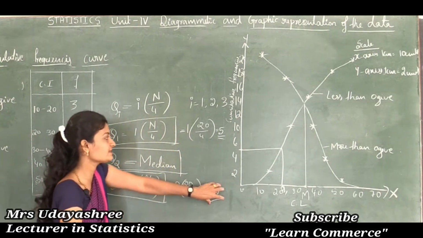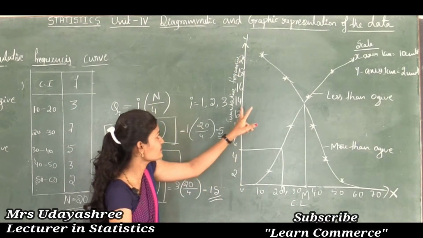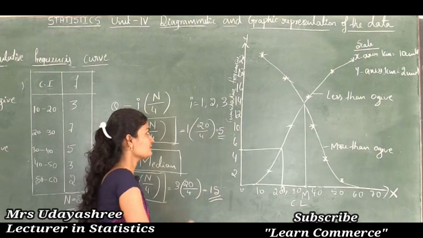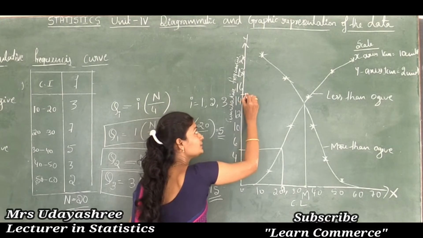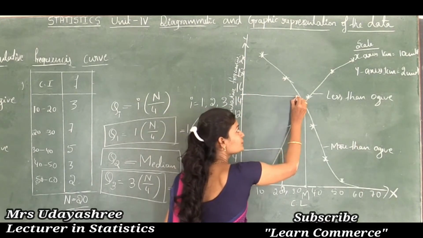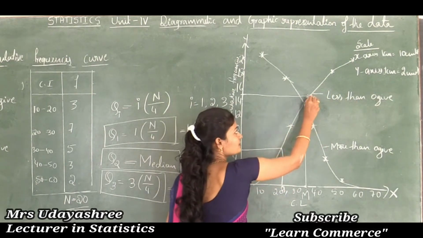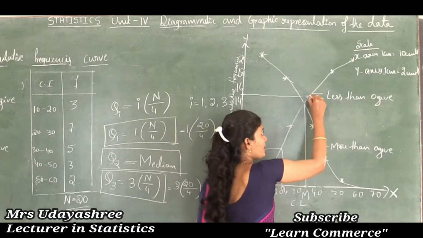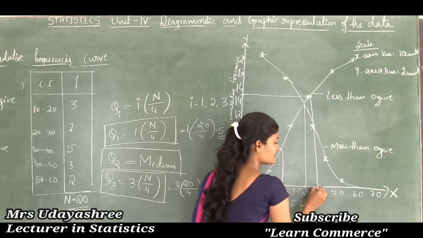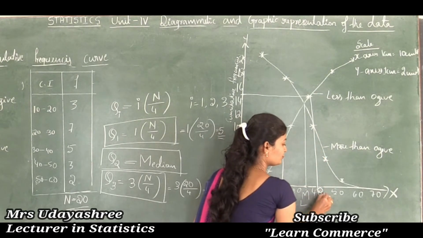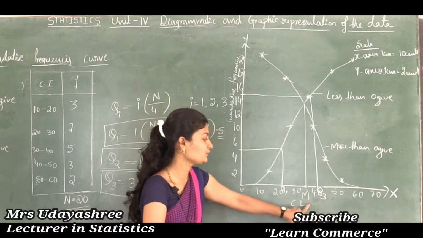Okay, now I will find this value on the y-axis. Here 15 comes, between 14 and 16. From this point I will draw one line parallel to the x-axis like this, and it should touch the less than ogive. After that, from this point I will draw one line perpendicular to the x-axis like this, and this point on the x-axis will give the Q3 value. Okay, this is how to find Q1, Q3 and Q2 or median.